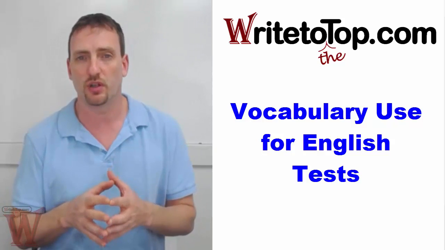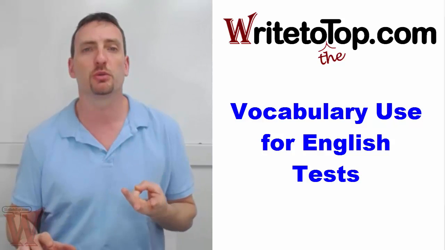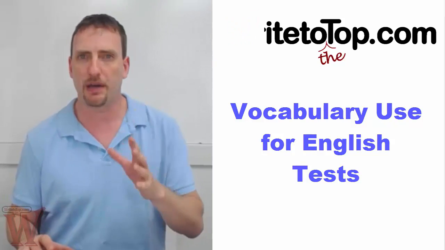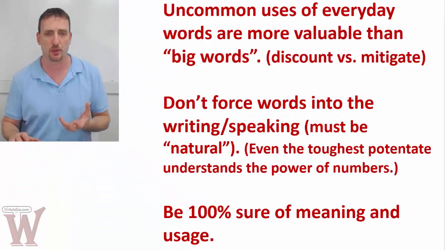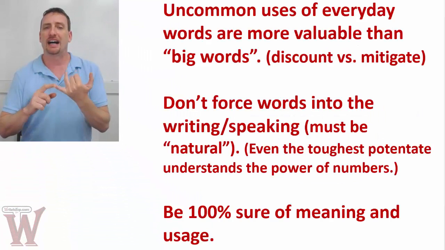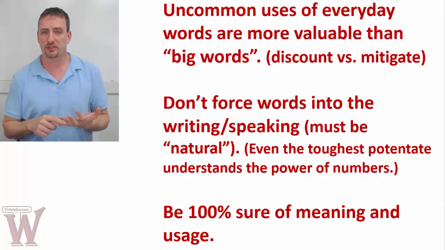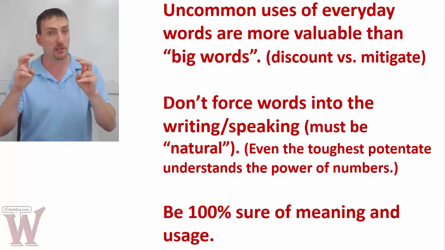Now, more importantly, what I want to talk to you about today is what you should and shouldn't do when it comes to vocabulary. Okay? There are three golden rules I want you to try to remember about vocabulary. This includes idioms as well. Let's look at these. Uncommon uses of everyday words are more valuable than big words.